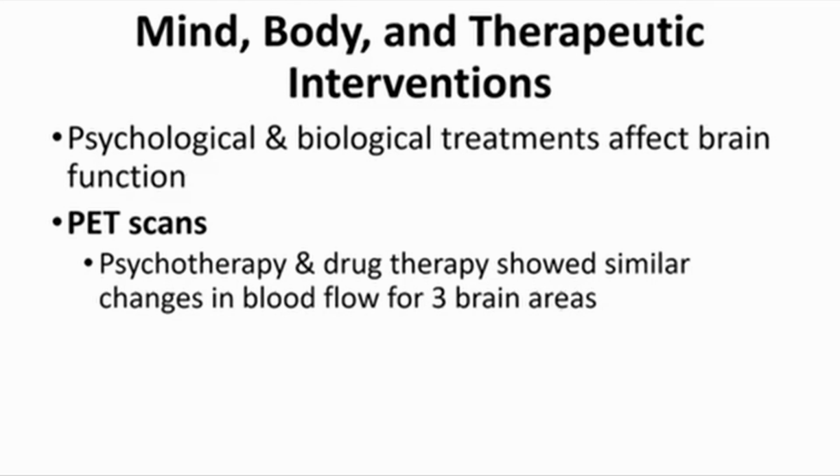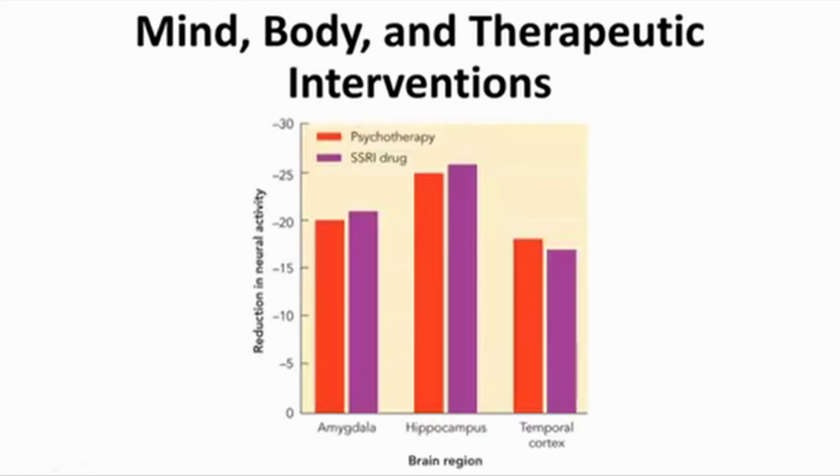So in studies that have used PET scans to image our brains and study where blood is flowing and how that blood flow changes both before and after treatment, there have been a lot of studies that show that both our psychotherapy and drug therapy, so psychological and biological treatments, show similar changes in blood flow in 3 different parts of the brain, which we can see on the next slide here.